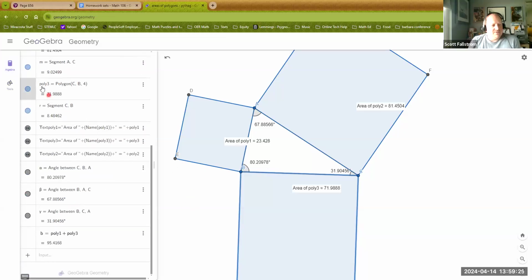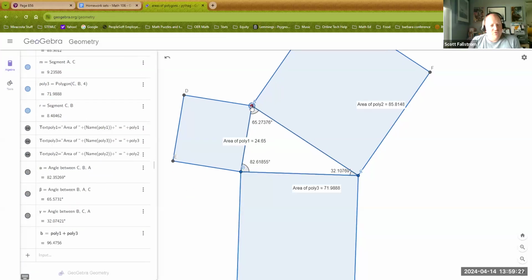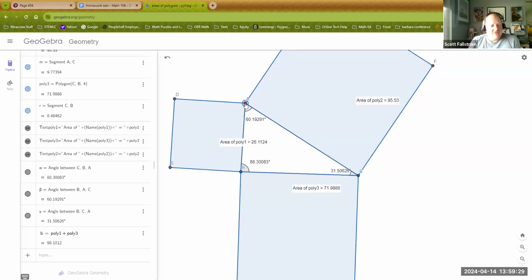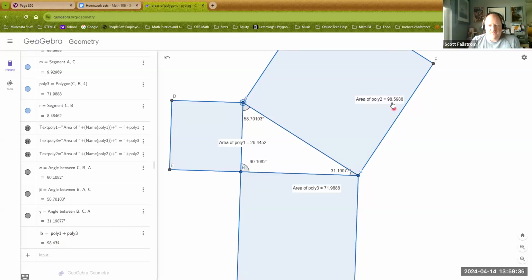Okay. So now here we go. Let's click and move some of these around again. Let's see if I can make this one a 90-degree angle or close to it. It's so close to 90. And 98 point. Okay, so if it was 90 degrees, then the sum of the small ones would be equal to the big one. But now watch this.